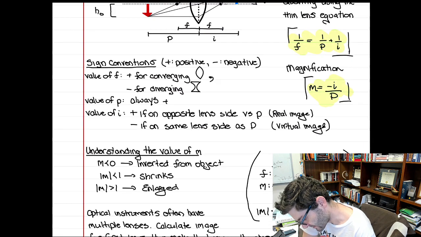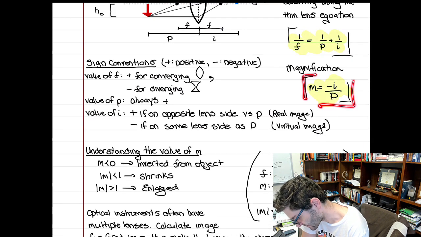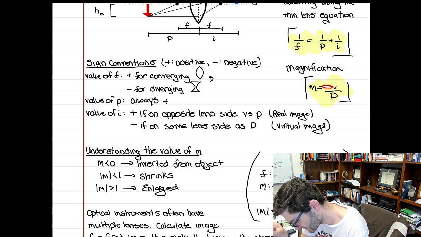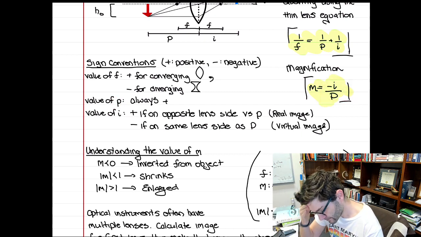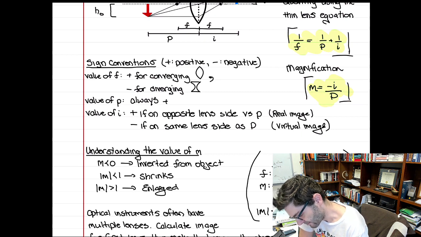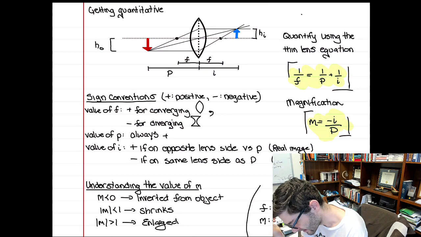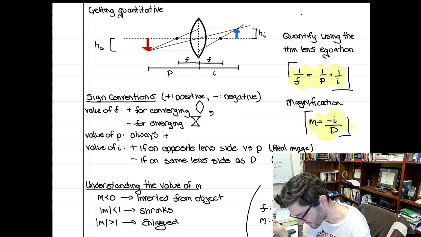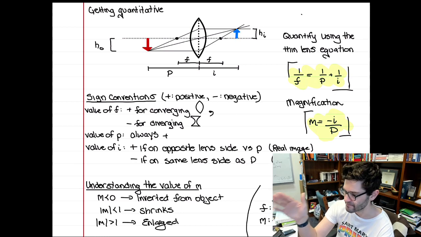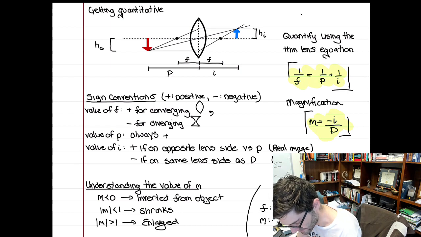And then to understand the value of m, I can just take this ratio, with this negative sign being intentional. Remember, i can be positive or negative, where p is always positive, so that means this entire thing could be negative or positive. Again, when you plug numbers in, if m is less than 0, that just means the object is inverted. So I specifically chose arrows like this, because here it's inverted, I should get a negative magnification. Don't think of negative to mean down. Negative just means it's flipped relative to the object. Since the object was pointing down, this one is inverted, it's pointing up.